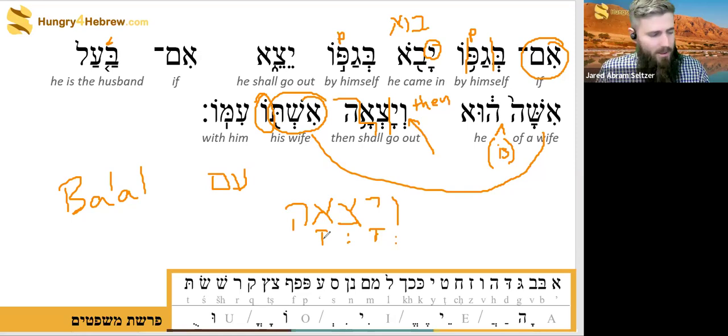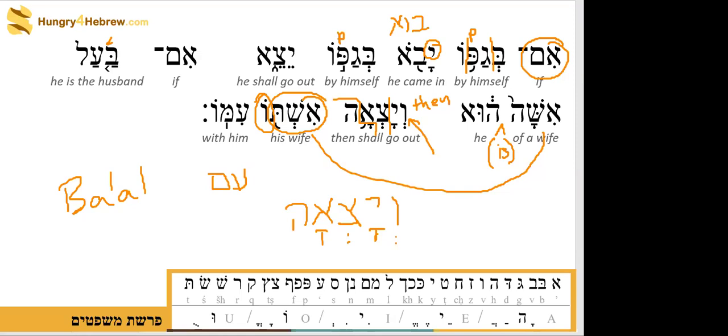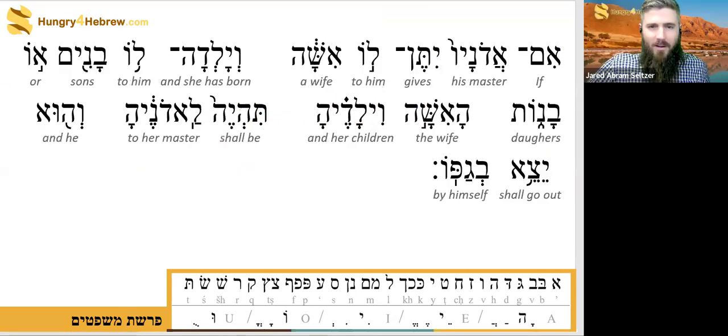Okay, so we basically get if he's single when he comes, then he's single when he leaves. If he's married when he comes, then he's married when he leaves, and his wife goes with him. All right, any comments or questions on this verse before we go on to the next one? Does it address if he's single when he comes, but he gets a wife while he's there? Nope, the next verse does.